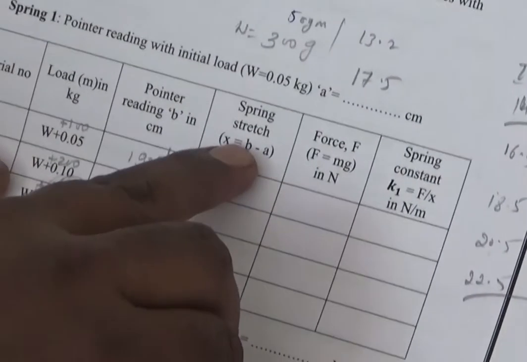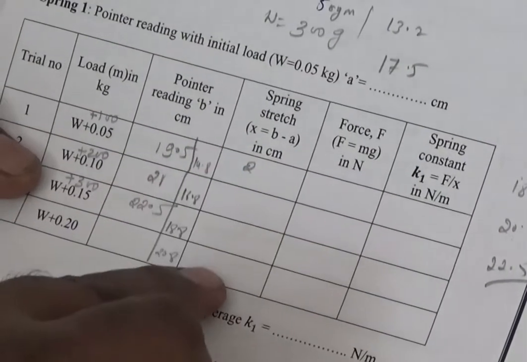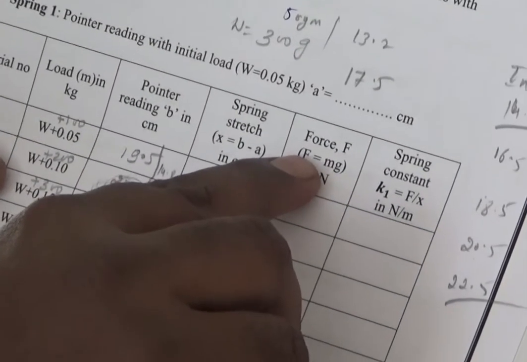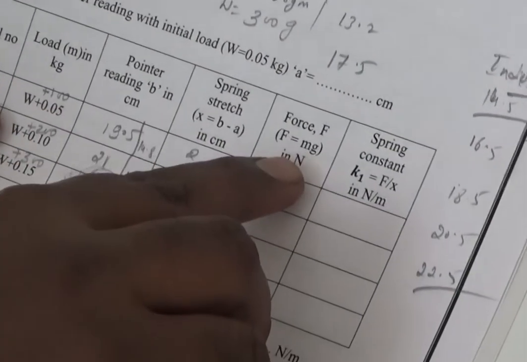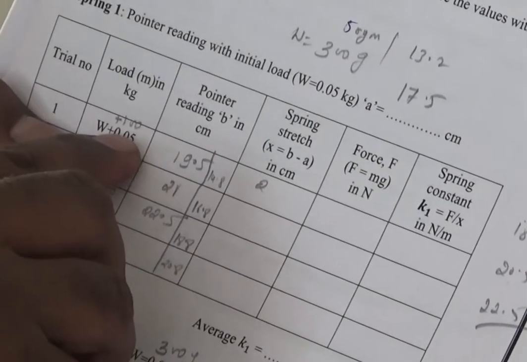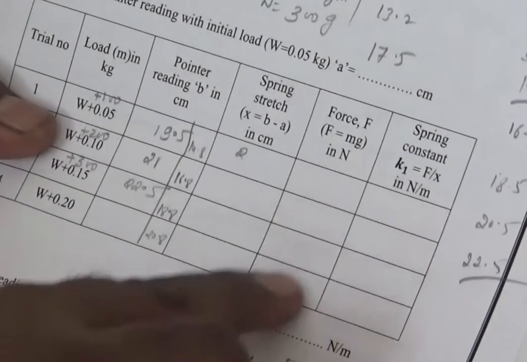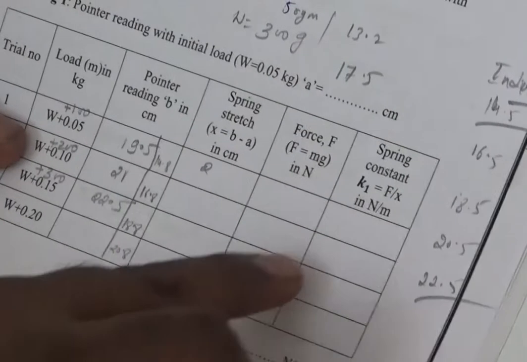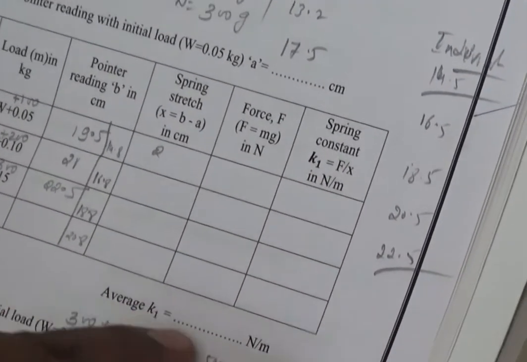Then you have to subtract to know the displacement, B minus A. So we will be getting the displacement for a load of 50 grams. Then we calculate force, M into G. M, that is 50 grams, you have to take in kgs, that is 0.05 kg into 9.8. In the similar manner we continue for all the trials. From the values of F we can calculate the spring constant for each trial. Then we can take the average. That will be the spring constant of spring 1.